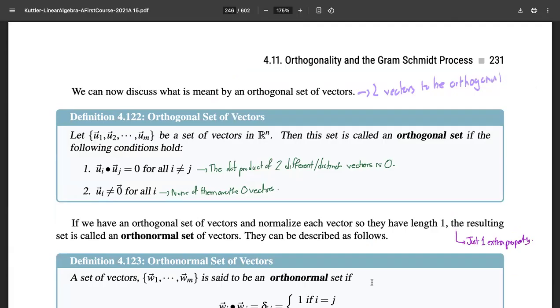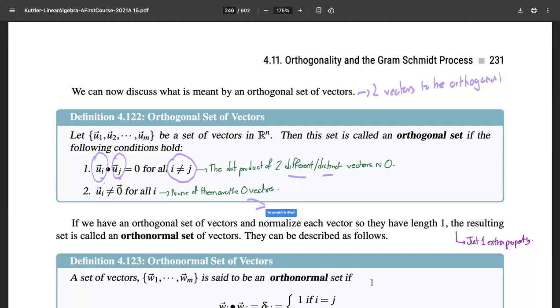If you choose any two different, distinct vectors, so I cannot choose u1, u1 or u2, u2, I can say u1 dot u2, u2 dot u3. Whenever I take two distinct vectors, the dot product is going to be 0. And that's why i not equal to j means the subscripts must not be the same.